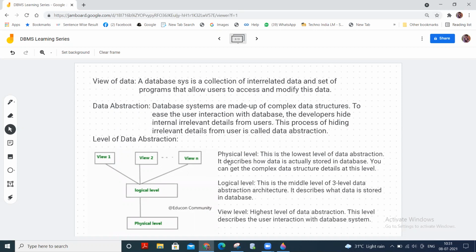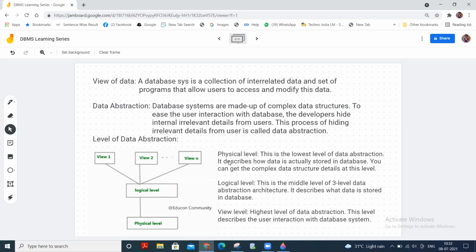So the next thing is data abstraction. For the system to be usable, it must retrieve data efficiently, and the need for efficiency has led designers to use complex data structures to represent data in the database. Since many database system users are not trained, developers hide the complexity from the users through several levels of abstraction to simplify the user's interaction with the system.